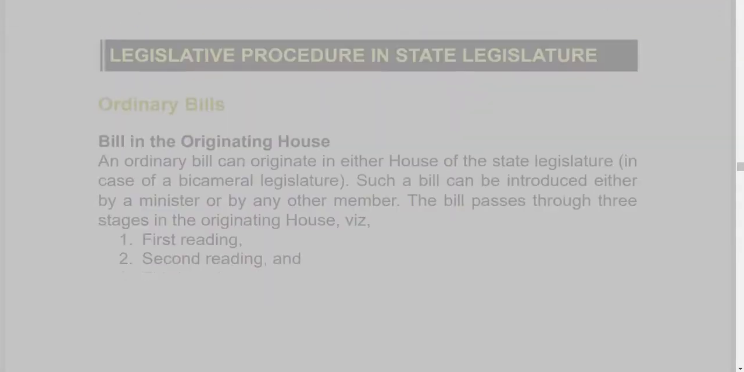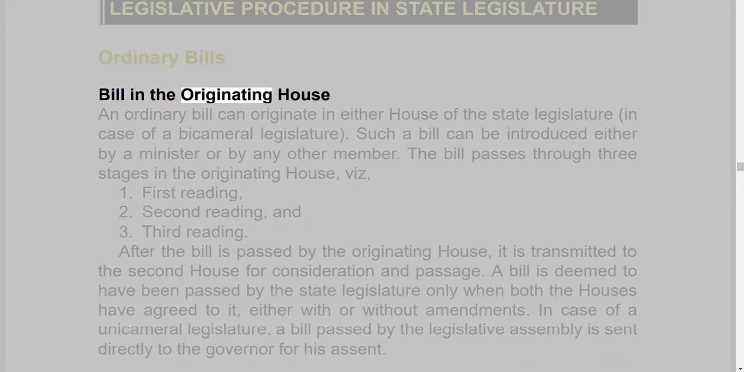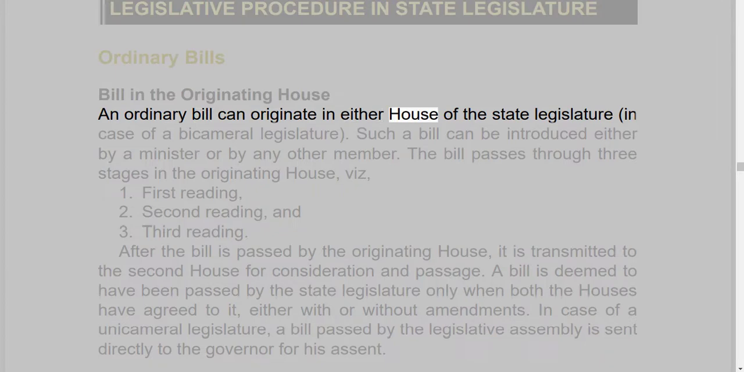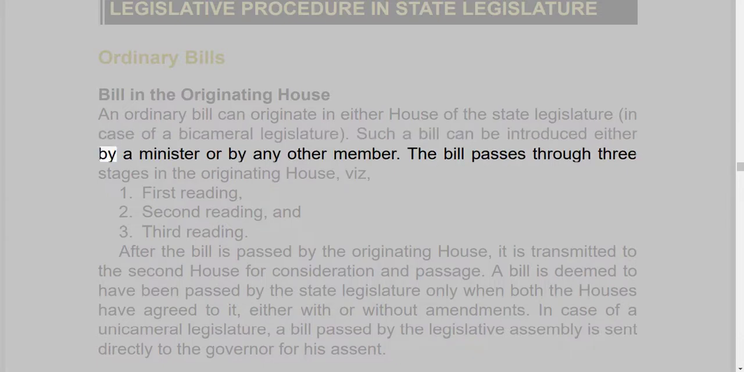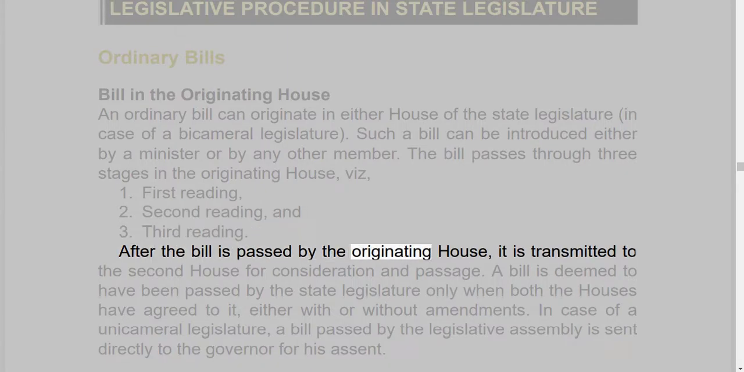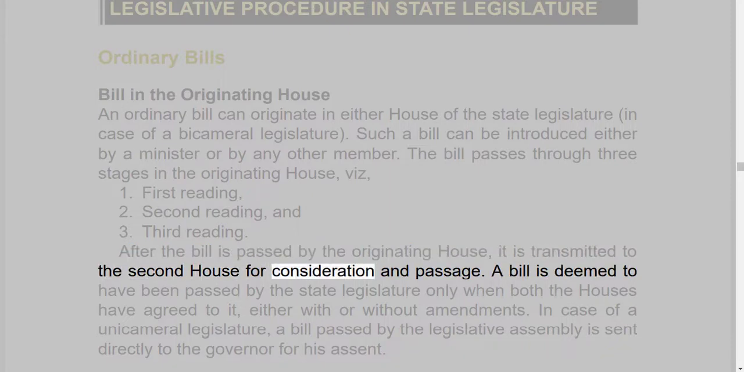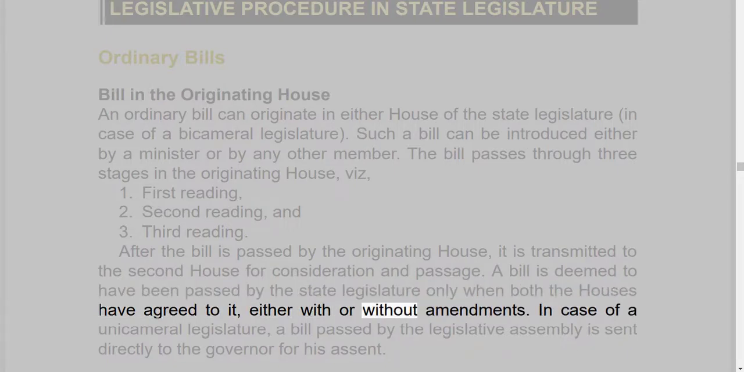12. Legislative procedure in State Legislature. Ordinary bills. Bill in the originating House. An ordinary bill can originate in either House of the State Legislature, in case of a bicameral legislature. Such a bill can be introduced either by a minister or by any other member. The bill passes through 3 stages in the originating House, viz. 1. First reading, 2. Second reading, and 3. Third reading. After the bill is passed by the originating House, it is transmitted to the second House for consideration and passage. A bill is deemed to have been passed by the state legislature only when both the Houses have agreed to it, either with or without amendments.